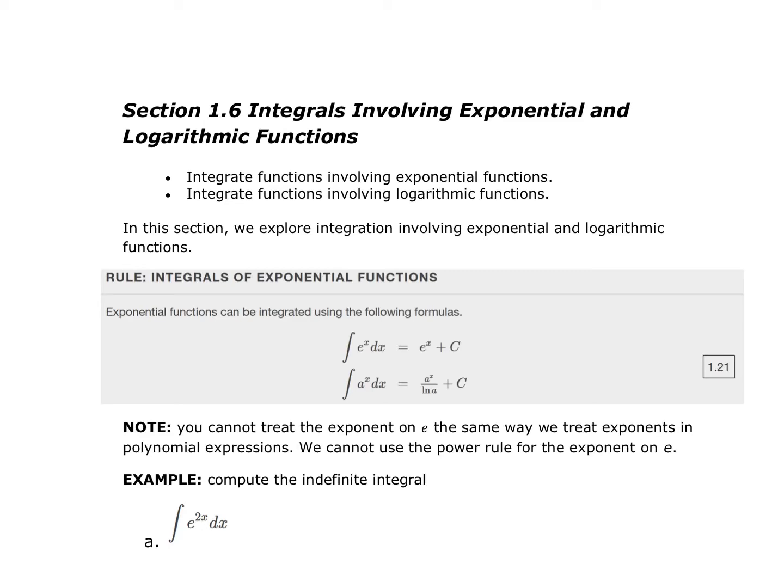In this video, we're going to explore integrals involving exponentials and logarithmic functions, and we did kind of do some before when we were doing the u substitution, but we're going to see them again.